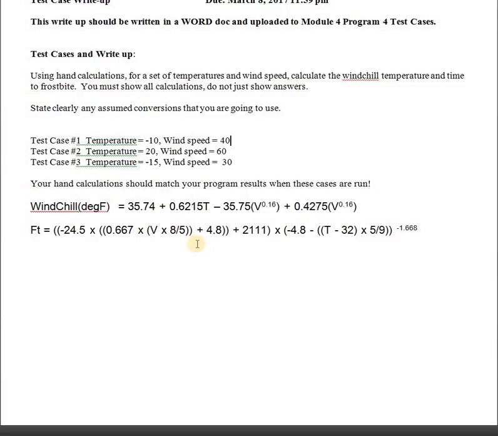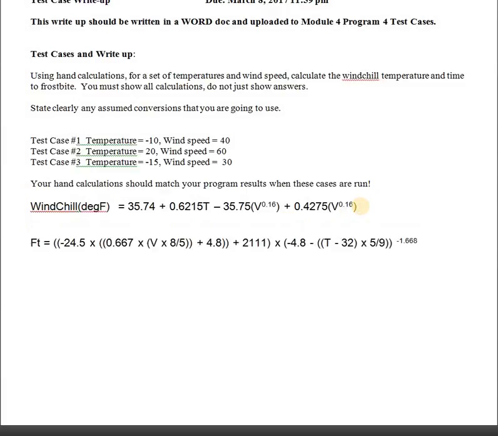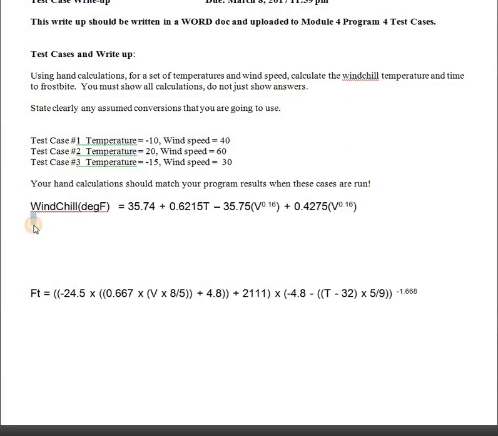I have copied the equations here on the Word doc for the test case write-up, so you didn't have to watch me type them out. All right, so let's do the wind chill first. Wind chill is a double, so we don't have to worry about casting or anything. So I'm just going to call it wind chill. And that's going to be 35.74, not too bad.